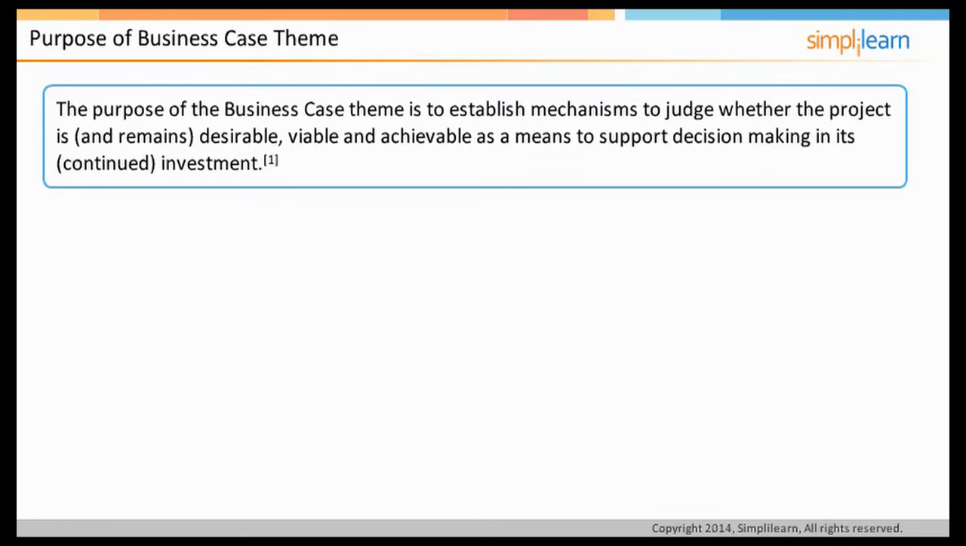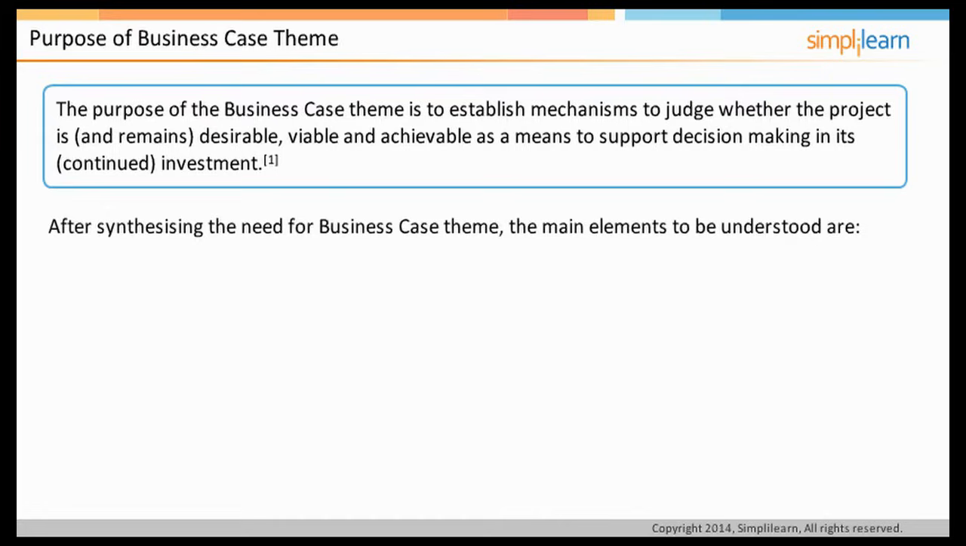At any point, if it is realized that resulting output of the project is not beneficial enough and not as per the plan, project work should be stopped. That is the reason why in the definition it states project is and remains desirable, viable, and achievable. Now, let's look at the meaning of desirable, viable, and achievable.